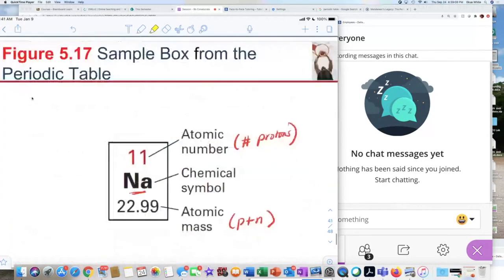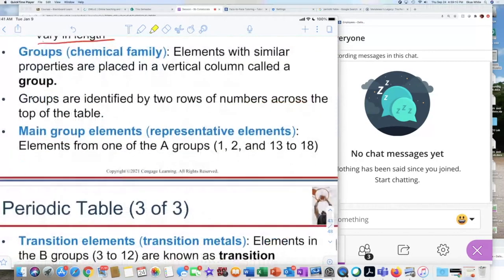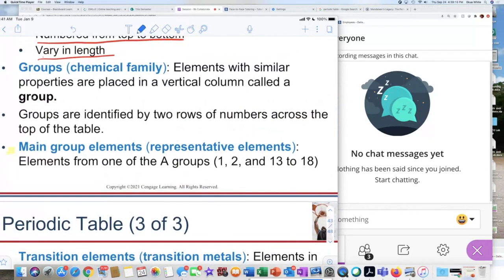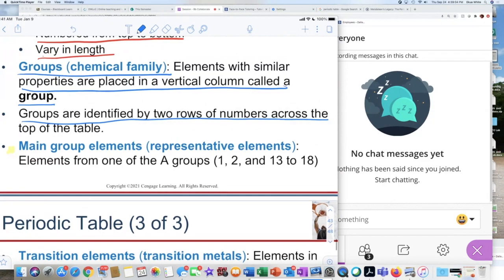So let me first of all, I feel like I'm just rushing with this. We're going to get to it. It's right here, main group elements. So we saw the groups, right? These are the chemical family. I like to joke, auntie, uncle, cousin twice removed, you know, they're the family. They have similar properties. And so they're the place in a group, okay? Groups are identified by two rows of numbers across the top of the periodic table. The two rows of numbers, usually you have your number and then you have your letters, right?